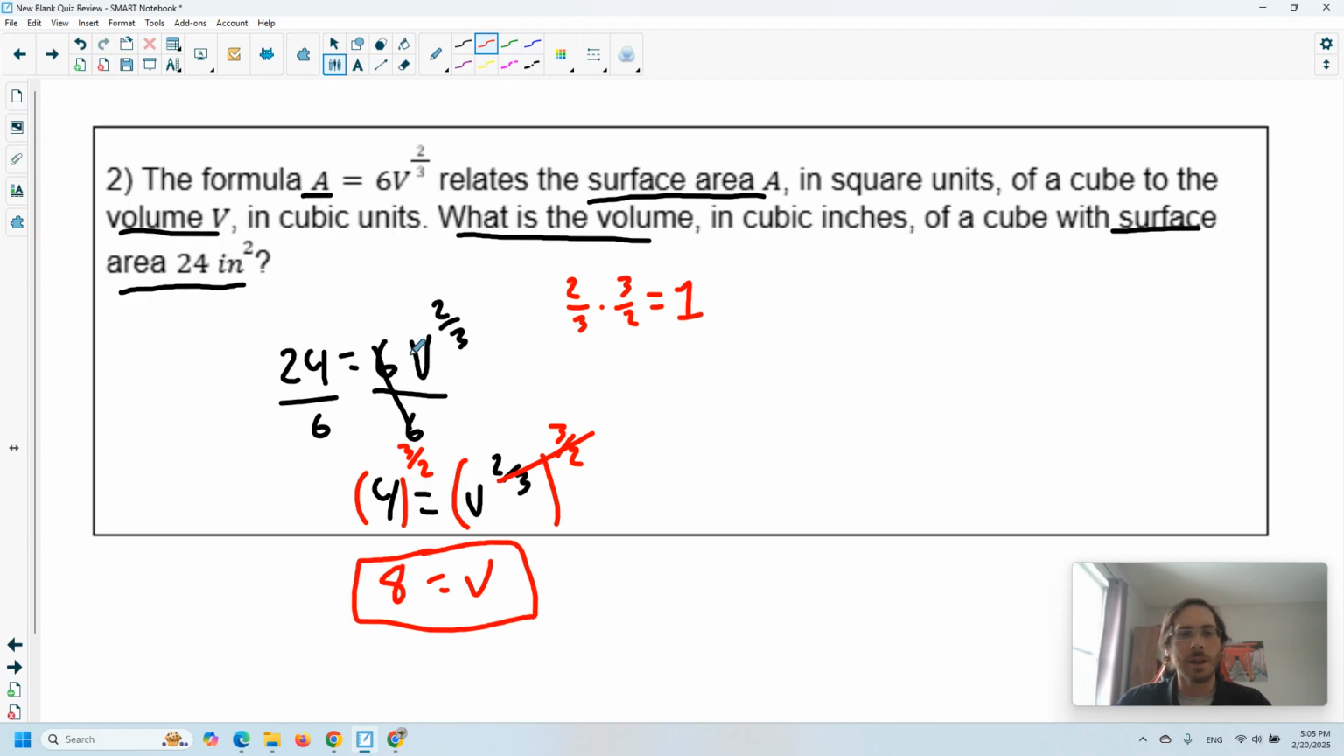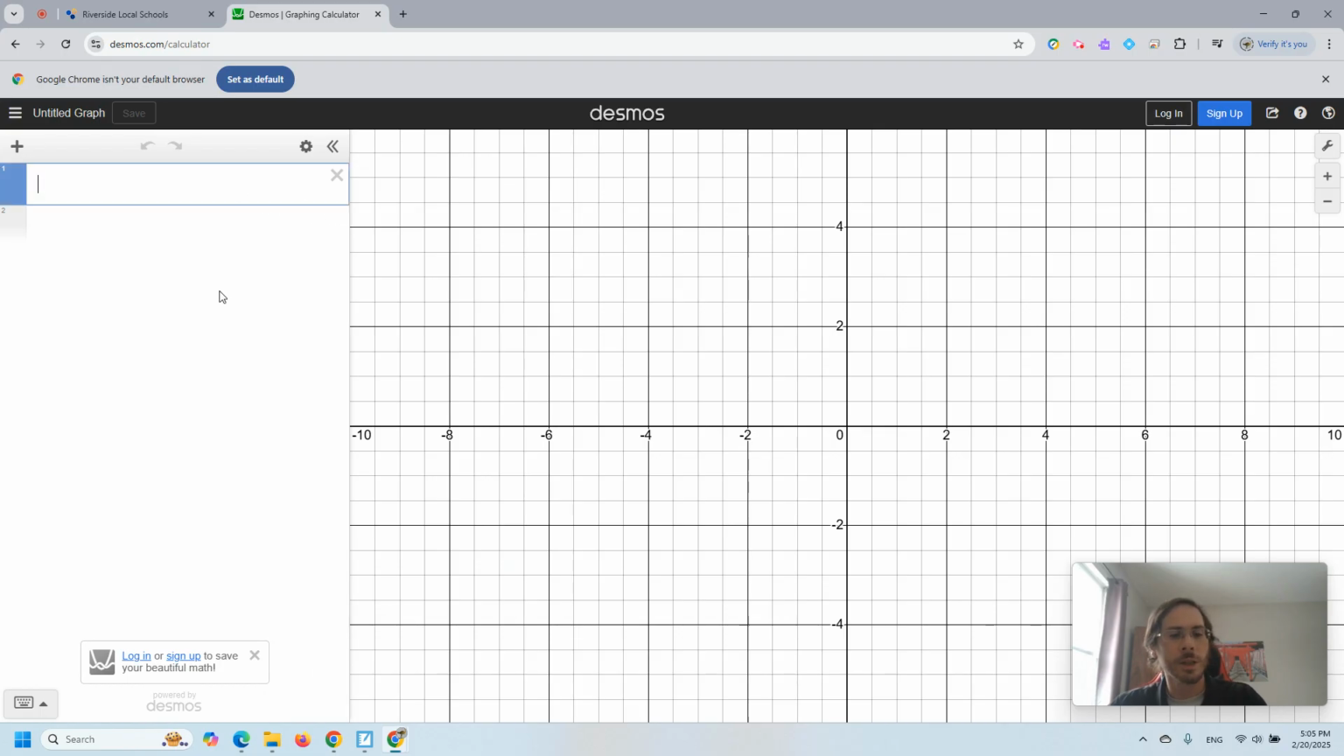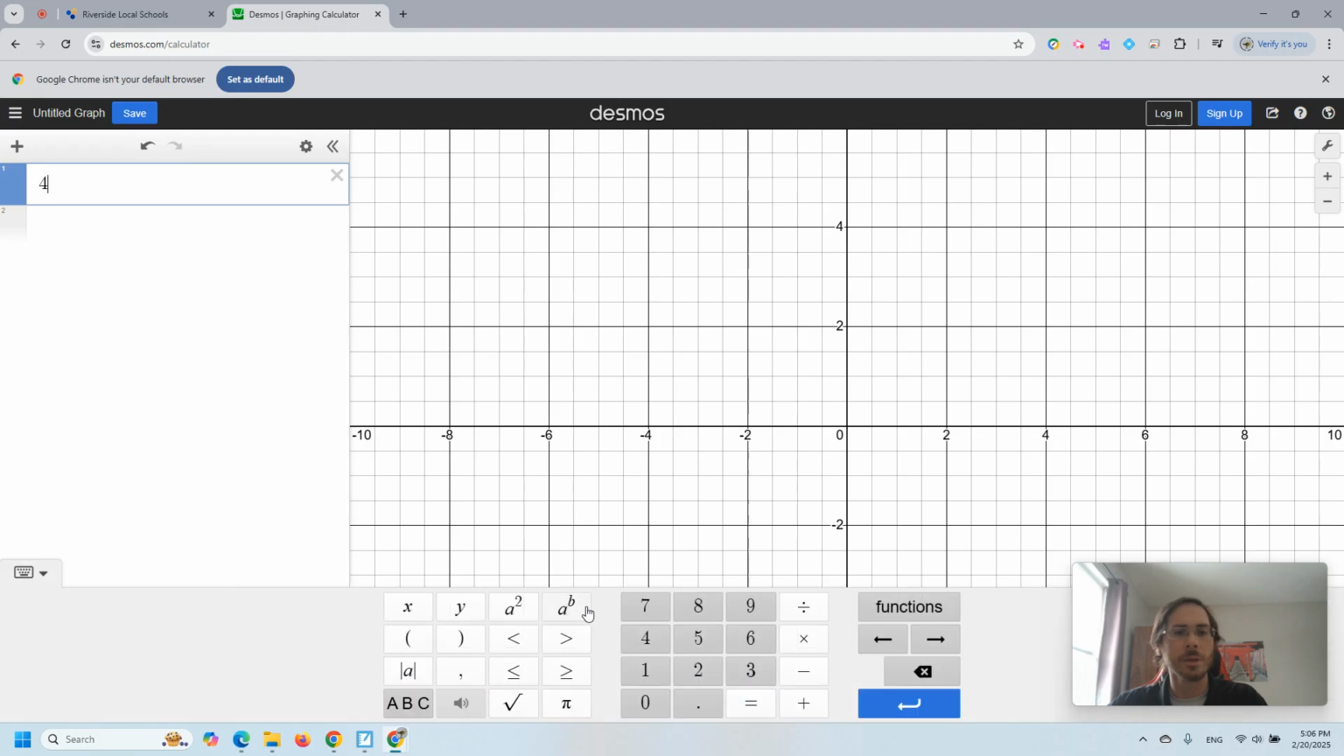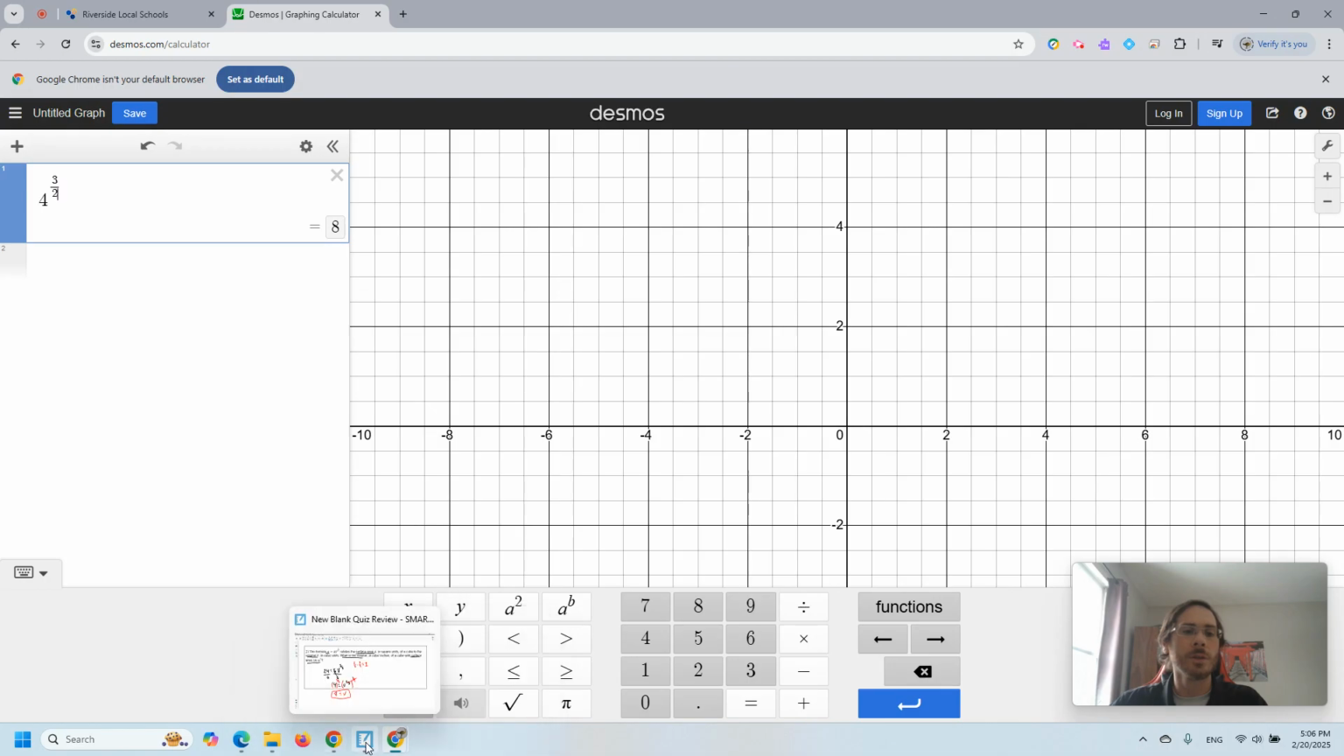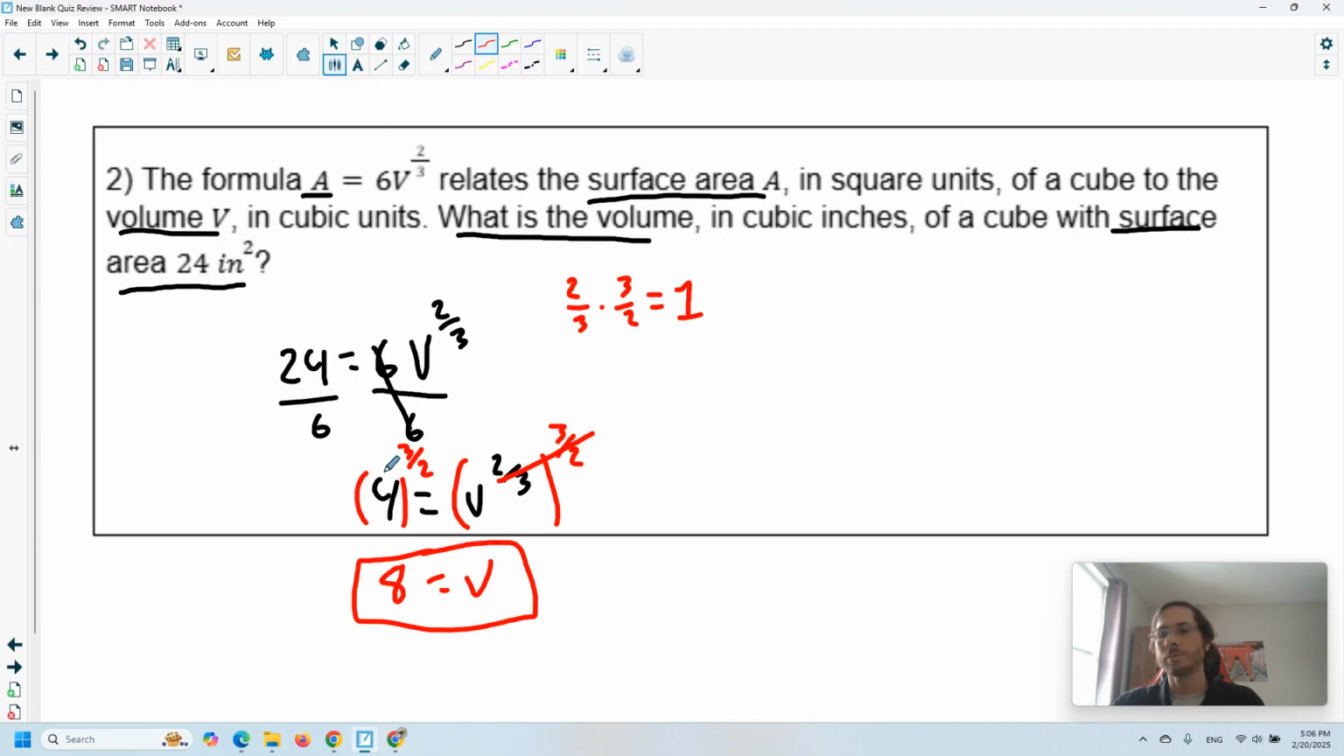Now you might want to use your graphing calculator to figure out this 4 to the 3/2. So let's go ahead and pop that in. Right now we can type in 4. I'm going to use the little to-the-power-of, the A to the B, that way you don't have to delete the 2. So it's to the power of 3/2, and we can see we do get 8. So that makes sense. If you want to use the calculator to double check the calculation, that's what you would do.